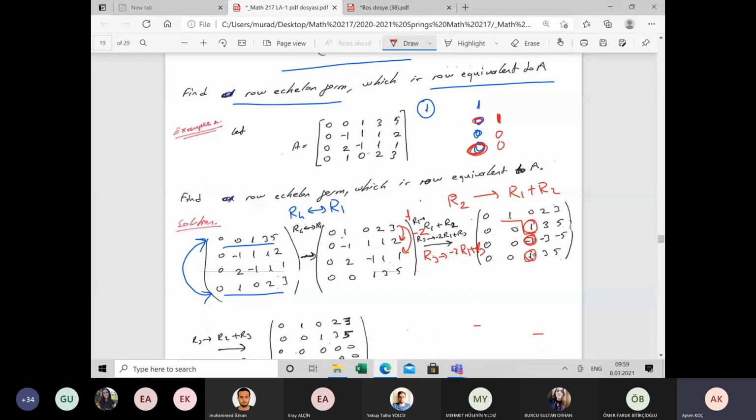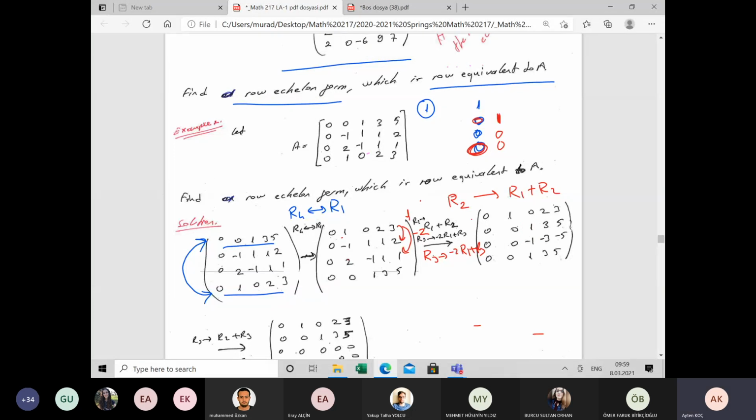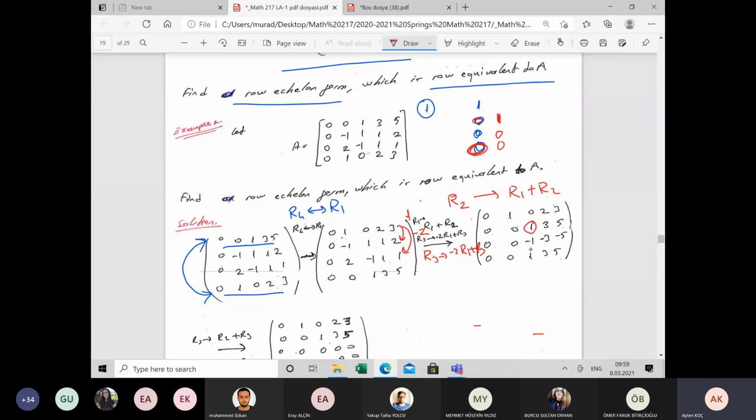How to get 0, 0 here? By using the leading one, of course, this one. How to get 0 here? Take this row, multiply by 1, add to the second row and the next row. And how to get 0 here? Take this row, multiply by minus 1. It's okay? Yes, apply these operations.